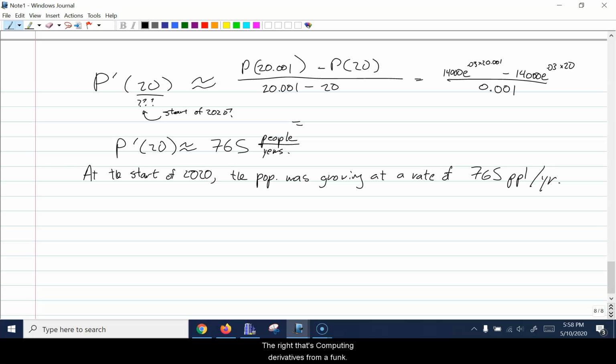So right, that's computing derivatives from a function. Let's try an example that does this in other ways. When you're teaching math, there's a pedagogical thing that you should try to explain something with a sentence, with a formula, with a chart, and with a graph. Let's try the chart version of this.